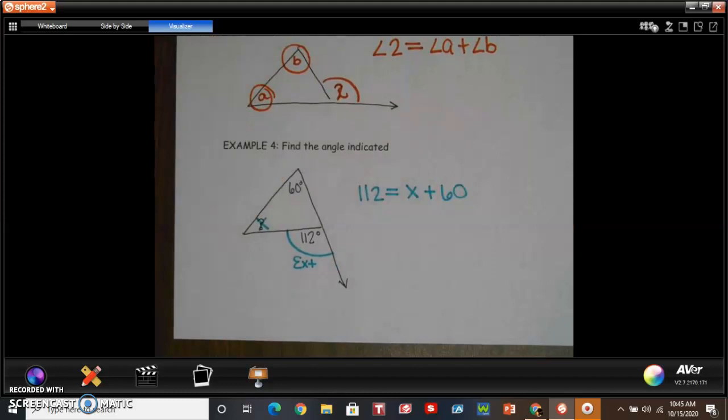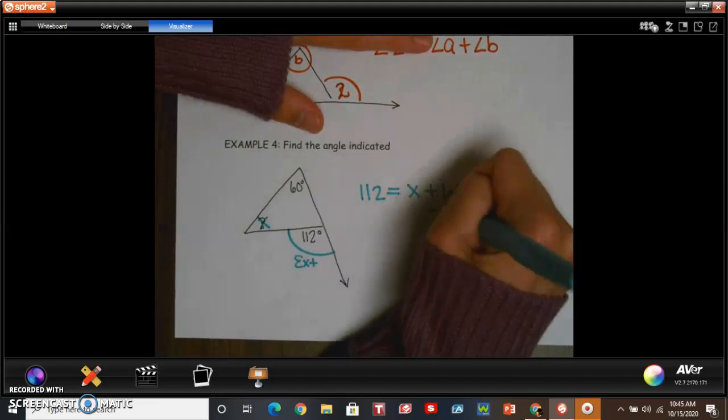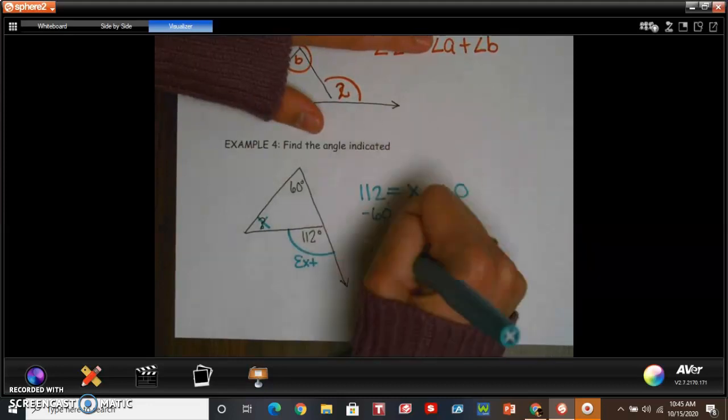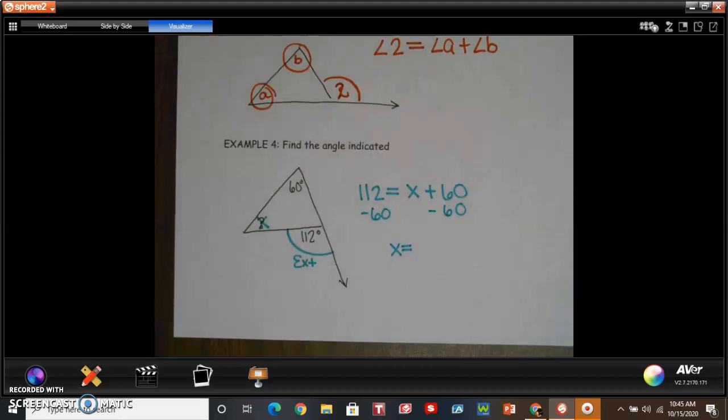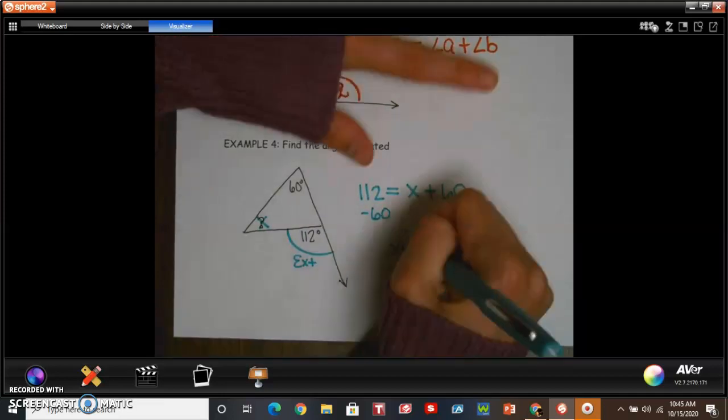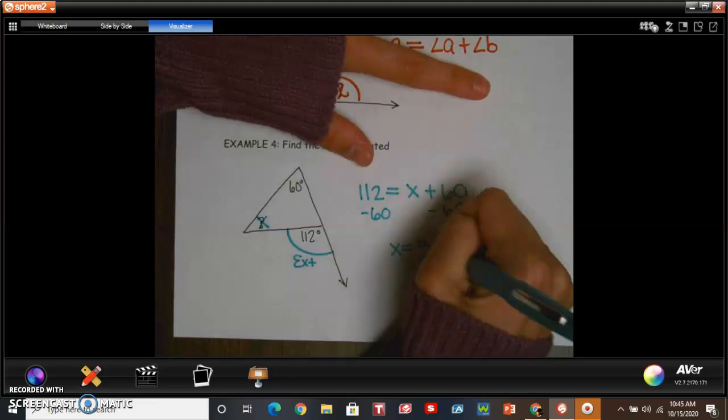Okay? Now, sometimes your x is going to be on the outside, just to let you know. Just remember, outside is equal to the inside added together. So we want to solve for x. So we're going to subtract 60 from both sides. And our final answer is 112 minus 60. And that gives us 52.